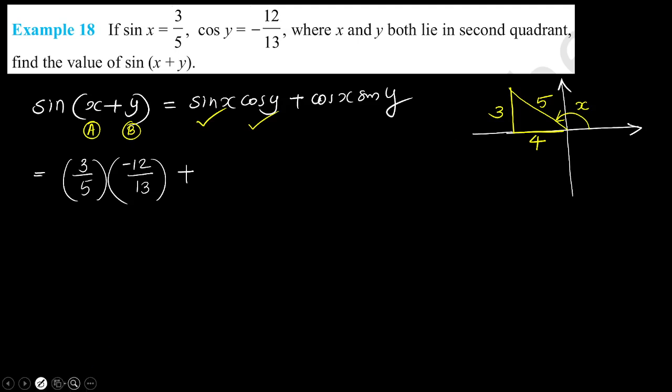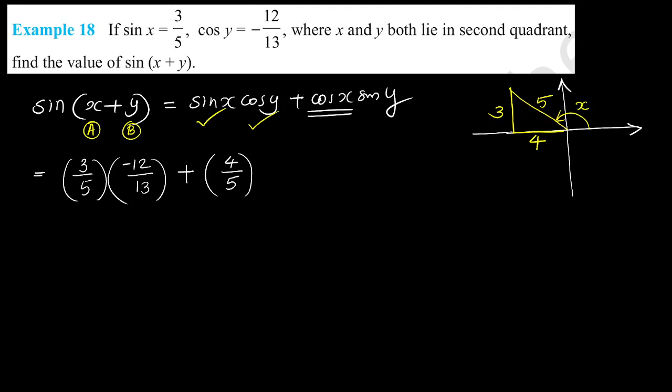Now look at the diagram. You can easily write cos x. I want cos x. Cos x is adjacent side by hypotenuse. Don't forget to write the sign, positive or negative, okay? Cos x magnitude will be 4 by 5, but the sign will be negative. In the second quadrant, only sin theta is positive. In the second quadrant, cos x is negative.